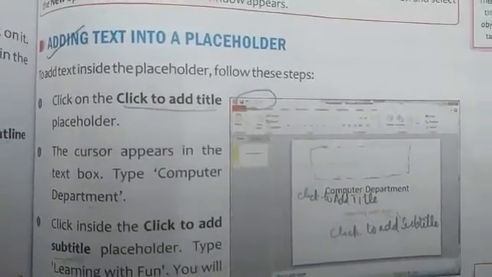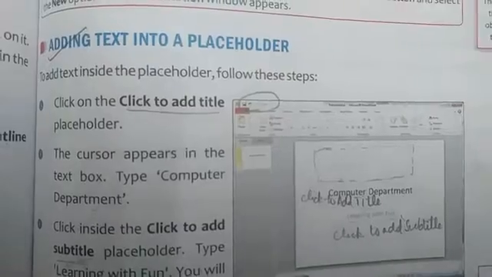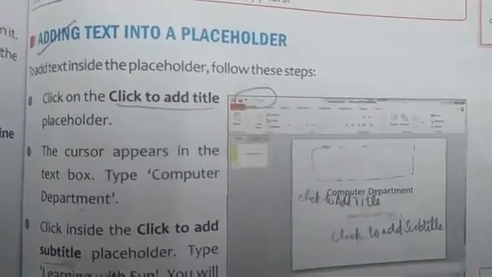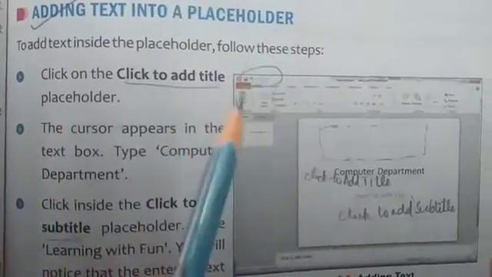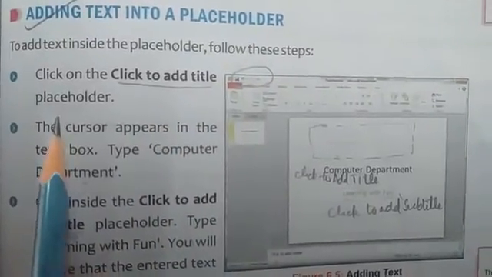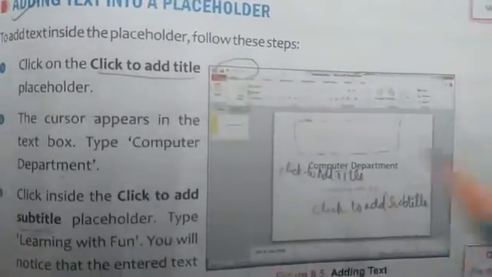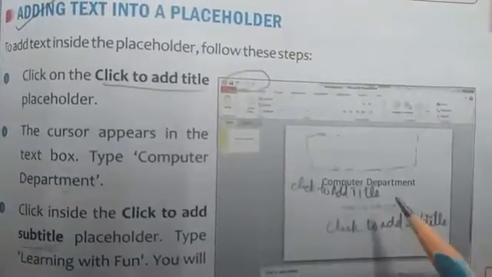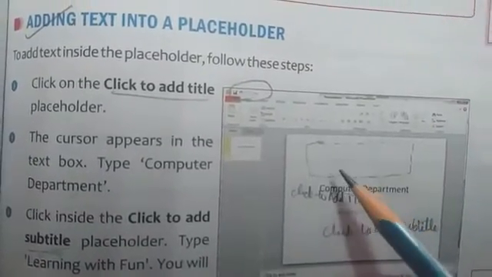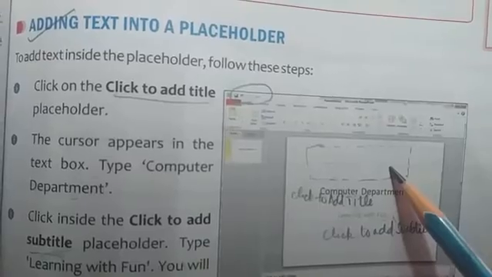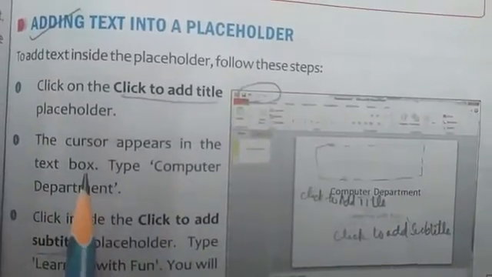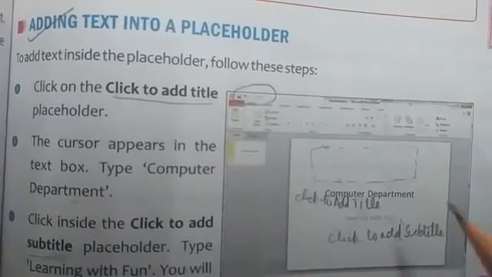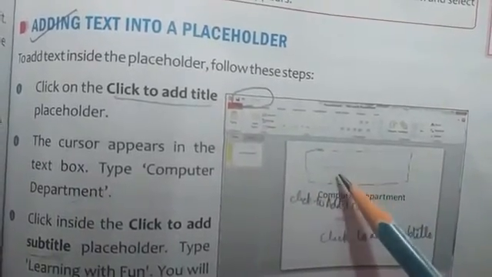Next, we have created a new slide. So how can we add text into a placeholder? To add text inside the placeholder, follow these steps. Firstly, click on the Click to add title placeholder. Whenever you create a blank presentation, you will see it already says Click to add title. We have to click on that. The cursor appears in the text box, placed inside the placeholder.